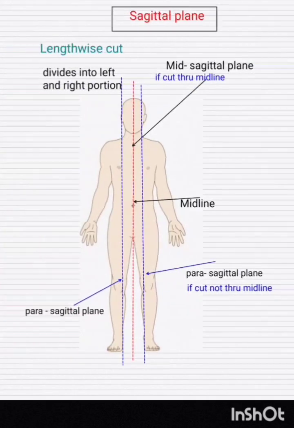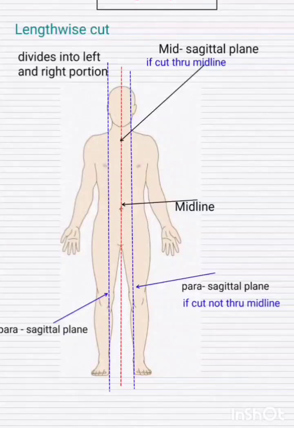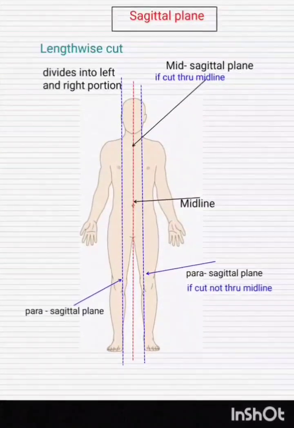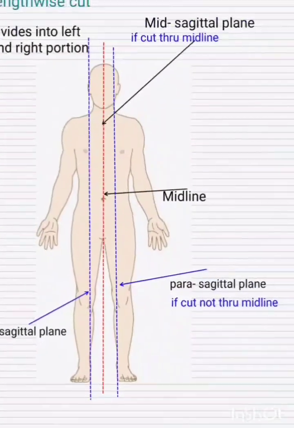So first one is the sagittal plane. This is a lengthwise cut. It divides the body into left and right portions. So if the cut is through the midline, it is called the mid-sagittal plane. If the cut is not through the midline, it is called the parasagittal plane. So if it is through the midline, it gives equal left and right portions. If it is not through the midline, it will give unequal left and right portions.